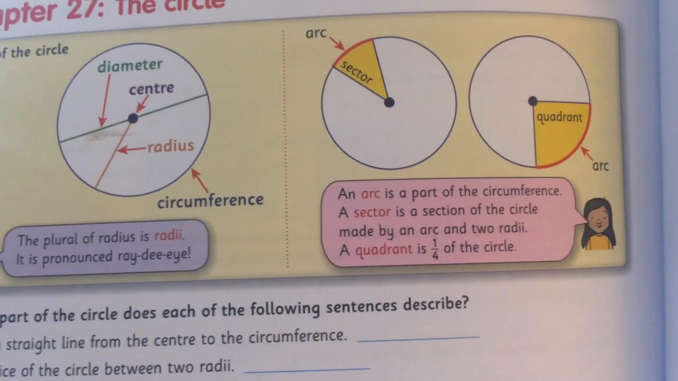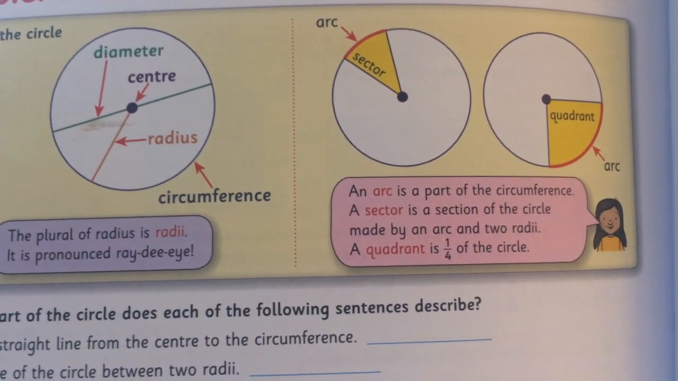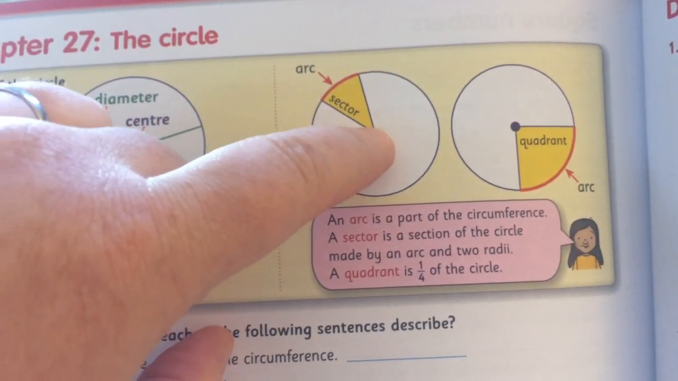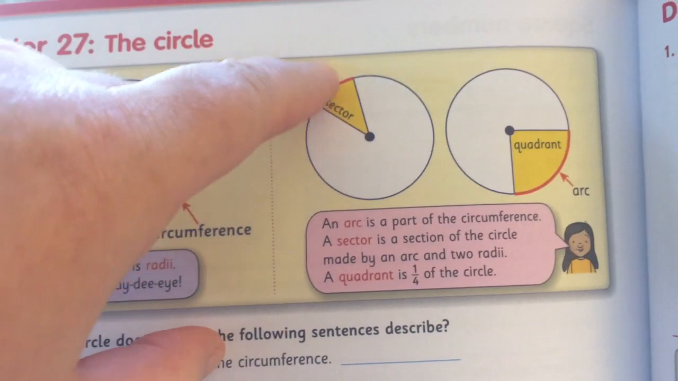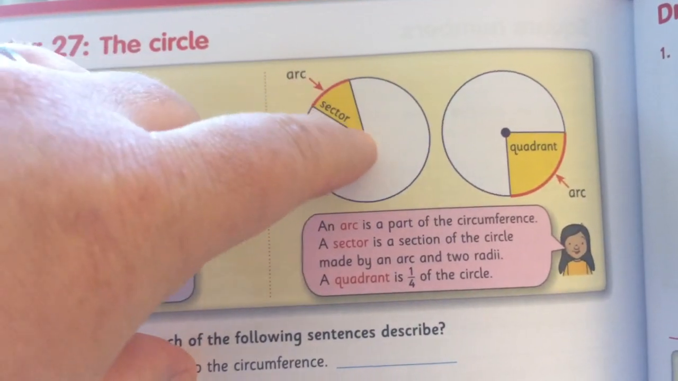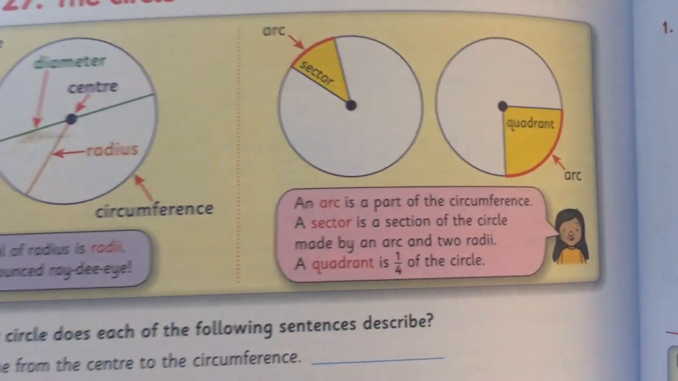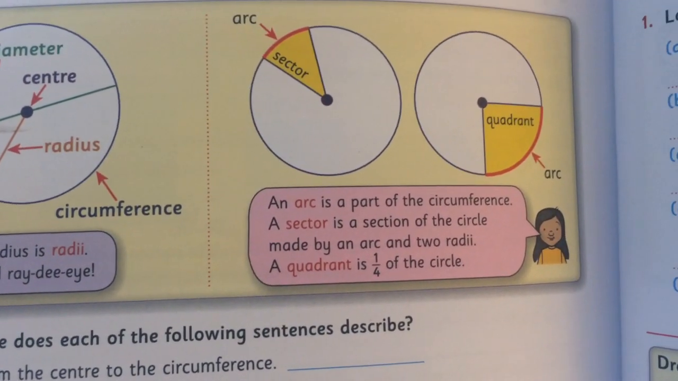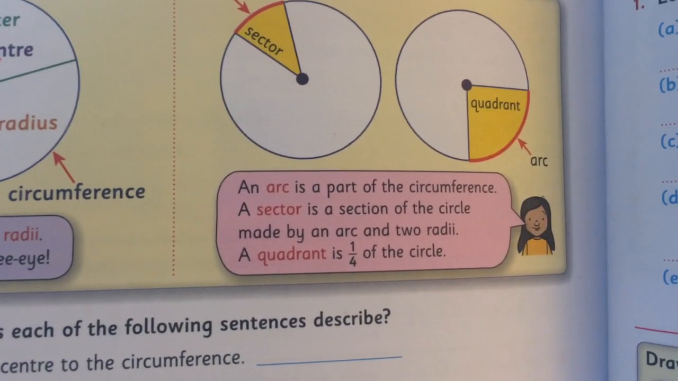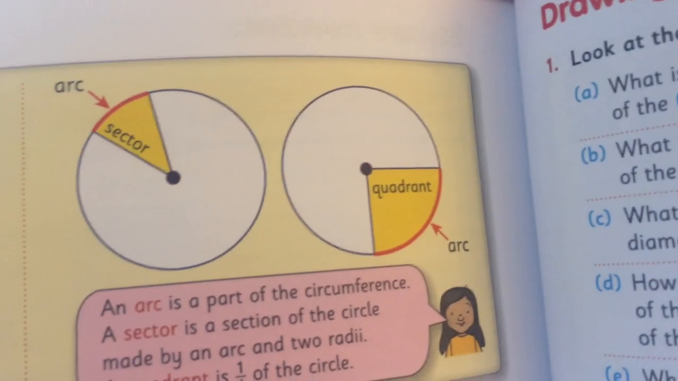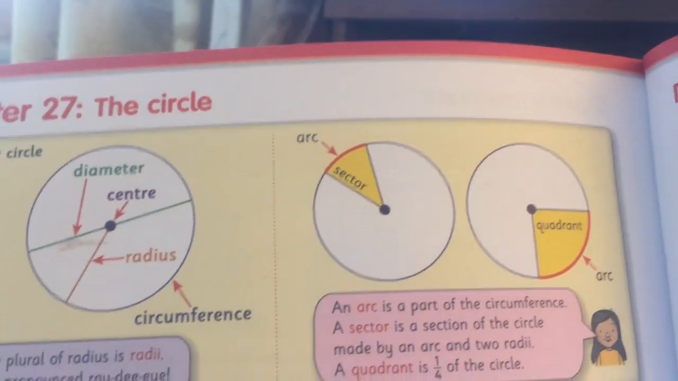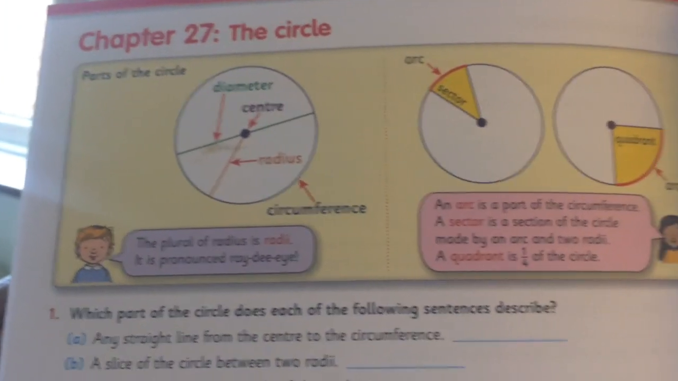The sector is the section of the circle made by the arc and the two radii. So there's an angle there, and it's a sector. All right, a sector of the circle. So it's a bit like a slice of cake. Think of it like a slice of cake. The sector is a section of the circle made by an arc and two radii. Okay. A quadrant is a quarter of a circle. So these are just important vocabulary around the circle.